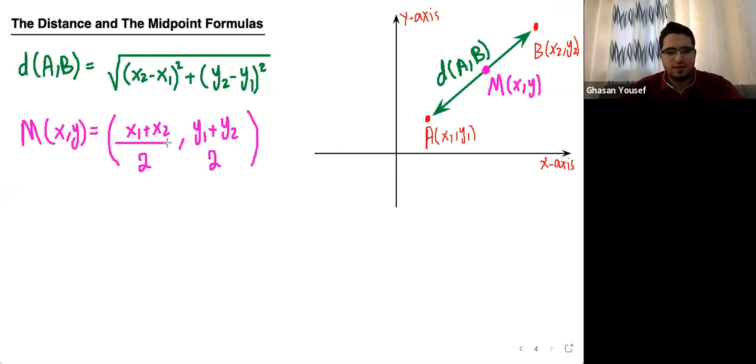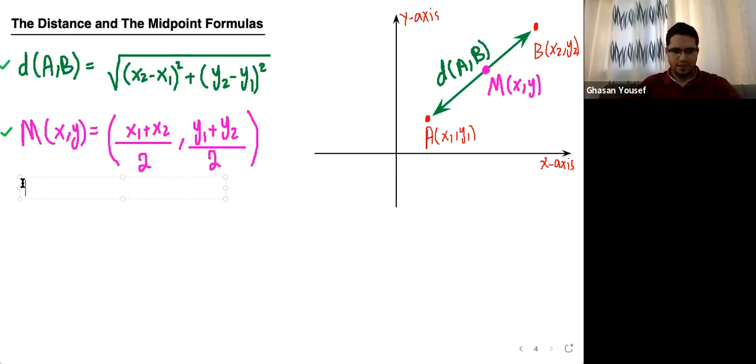This is the first coordinate, and this is the second coordinate. This is the x coordinate, this is the y coordinate. Any question for these two formulas? This is the midpoint, this is the distance. Okay, I'm going to give an example of how to use these formulas.